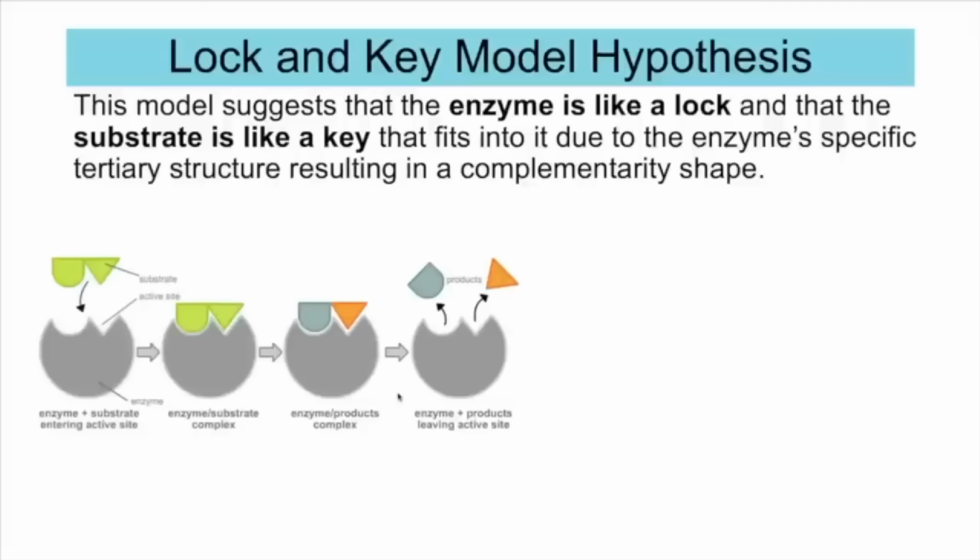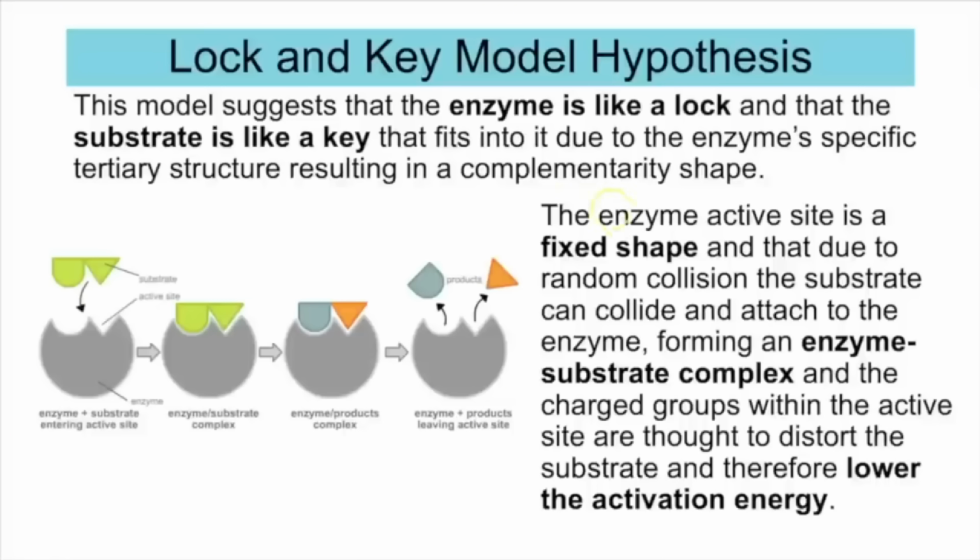And there's two different hypotheses that went about explaining this. The lock and key is the older model, and this model suggests that the enzyme is like a lock and that the substrate is like a key, and that key is perfectly complementary in shape, so it fits into the lock. So in this analogy, due to the enzyme's specific tertiary structure, it's completely complementary, so it can slot that substrate into the active site.